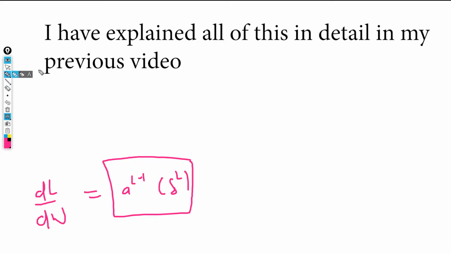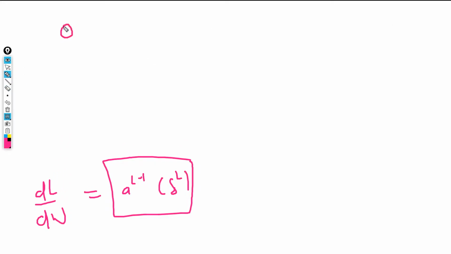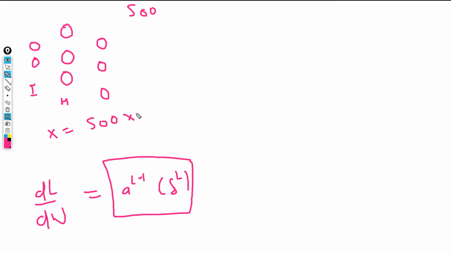So let's take a look at our neural network. Let's suppose we have something like this. We have two neurons in the input layer and two neurons in the output layer. So this is the input layer, this is the hidden layer, and this is the output layer. And let's suppose we have 500 examples. So our x is our 500 examples, and the shape of this is going to be 500 times 2.